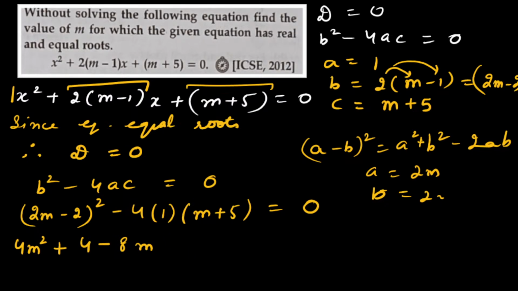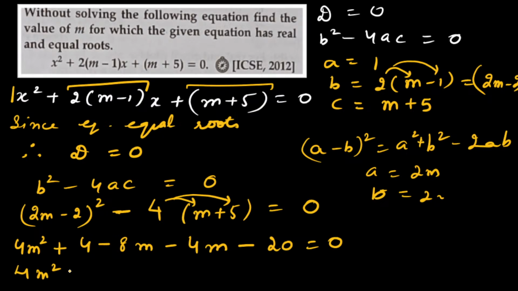This also, 4 into 1 is 4. So here I am writing 4. Now this 4 we can multiply with both. So minus 4m. Again, minus is outside the bracket, so the inner sign we have to change. So minus 4 into 5 is 20. Now like terms we can solve.